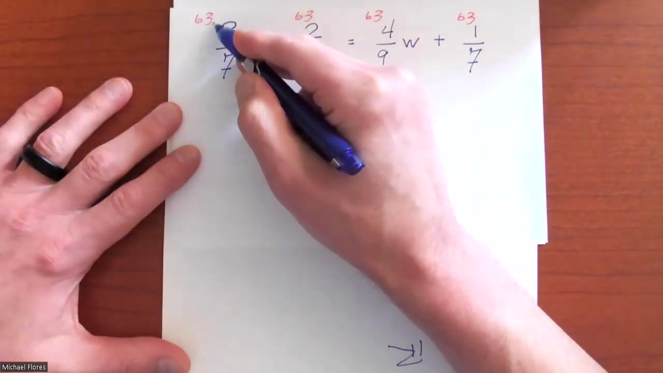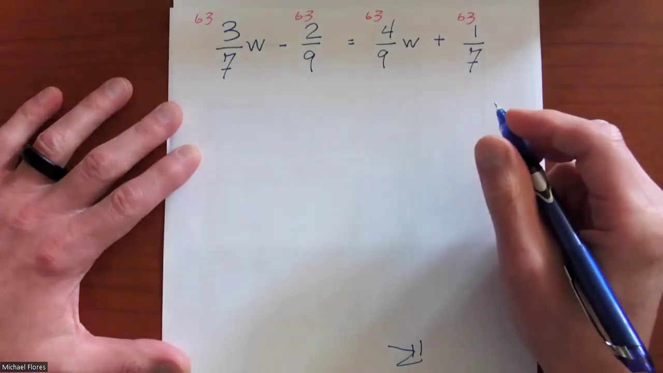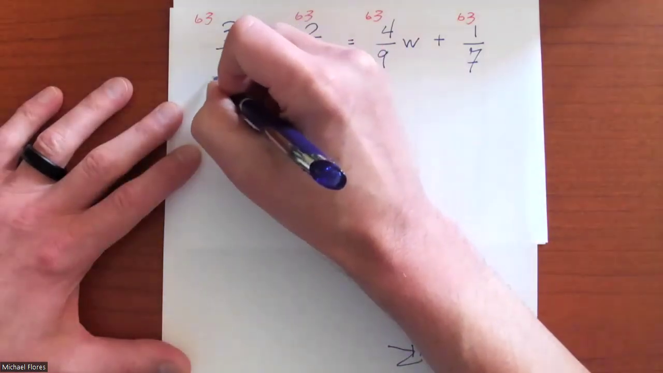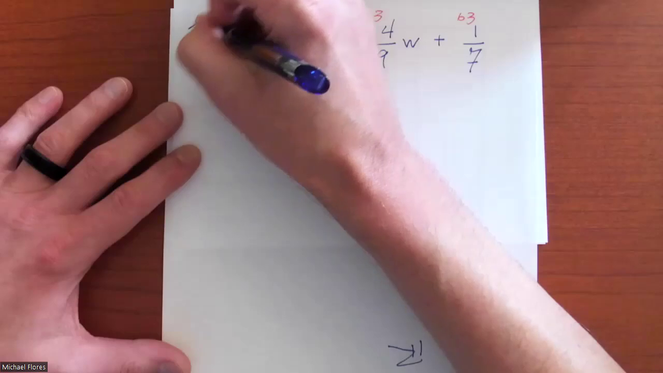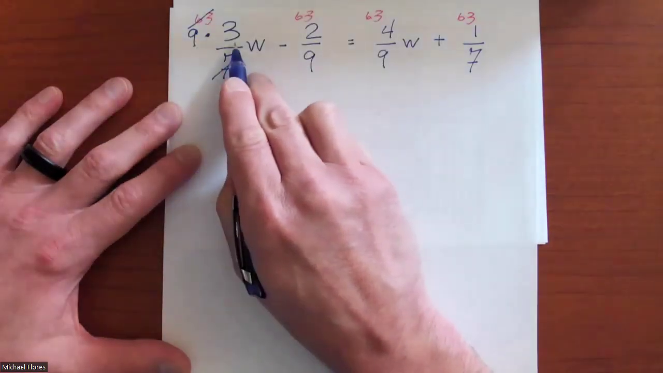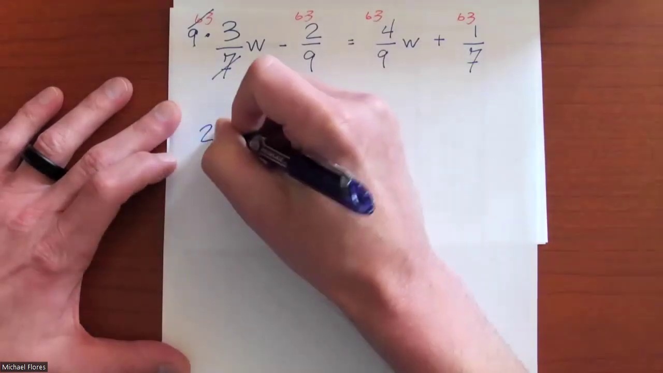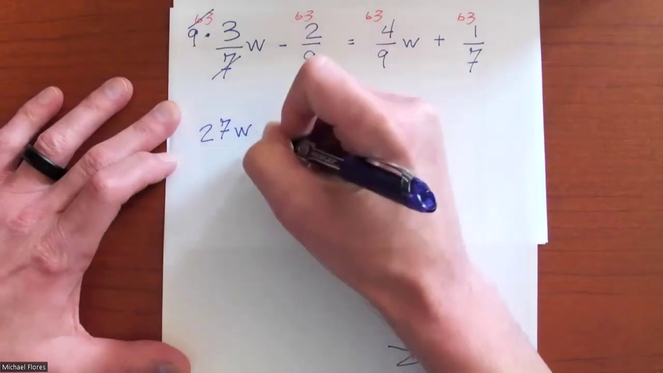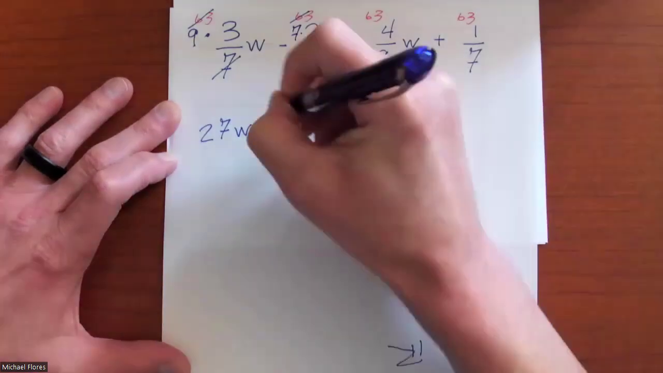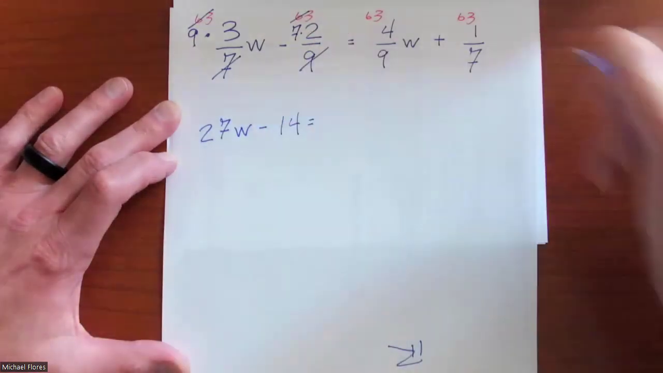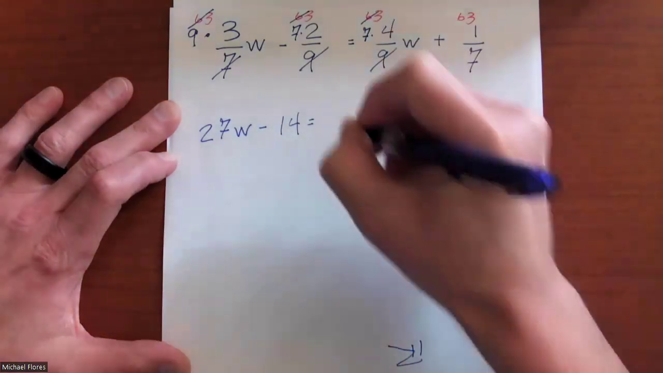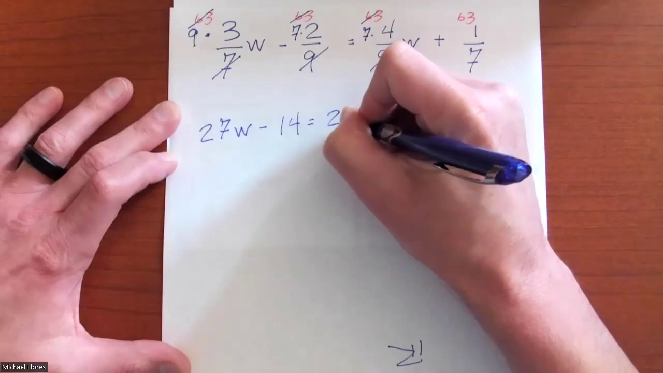Now, 63 times 3 over 7, W, this is one way that you could go about solving this problem. Ask yourself, how many times does 7 go into 63? 9 times. Now multiply 9 in the numerator. 9 times 3 is 27. Keep the W. Minus, how many times does 9 go into 63? Well, that's 7 times, and 7 times 2 is 14. 9 goes into 63 7 times, and 7 times 4 is 28. Don't forget the W.